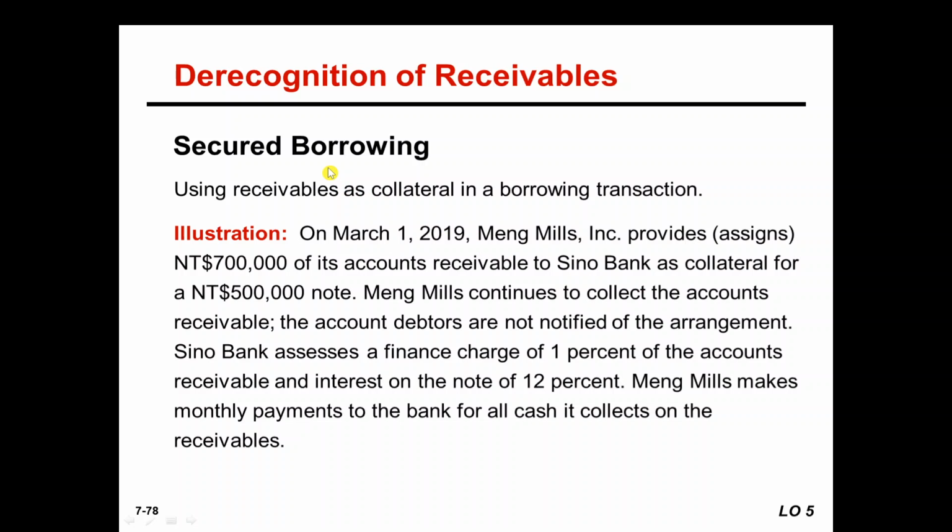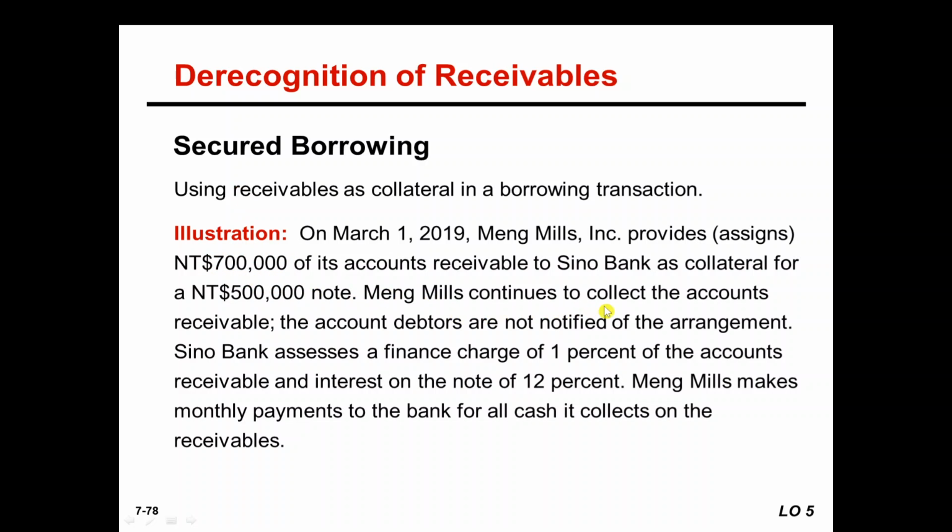And the other one is secured borrowing. Secured borrowing means the borrowing that is secured with collateral. For example, on March 1, 2019, Mang Mills assigns $700,000 of its account receivable to Sino Bank as collateral for a 500,000 note. So the note is 500,000 and the collateral is 700,000, taken from its receivable.